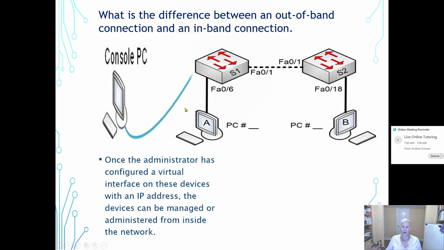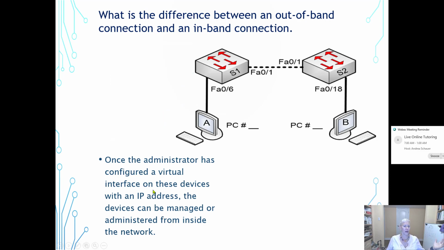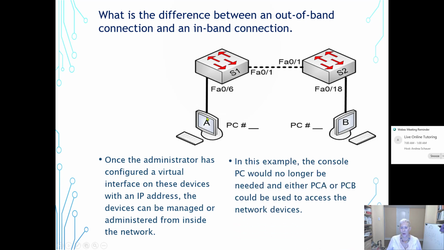Now, once the administrator has configured something called a virtual interface on both of these switches, and given it an IP address, at that point, I no longer need the console PC. Once we've set the devices up with their initial configurations, now PCA or PCB from inside the network could manage these devices and give them additional commands or modify them. But we couldn't do that at first because they didn't have any configuration. This is the in-band.